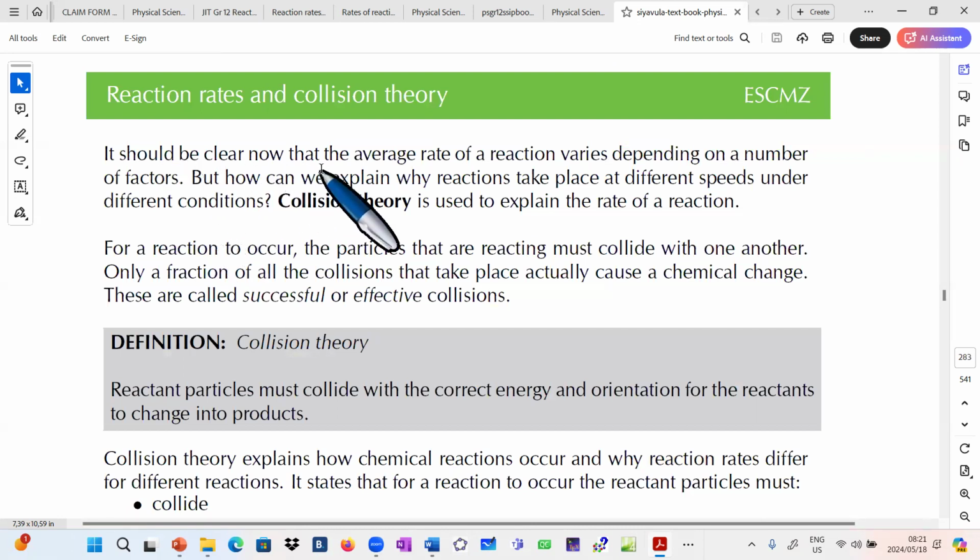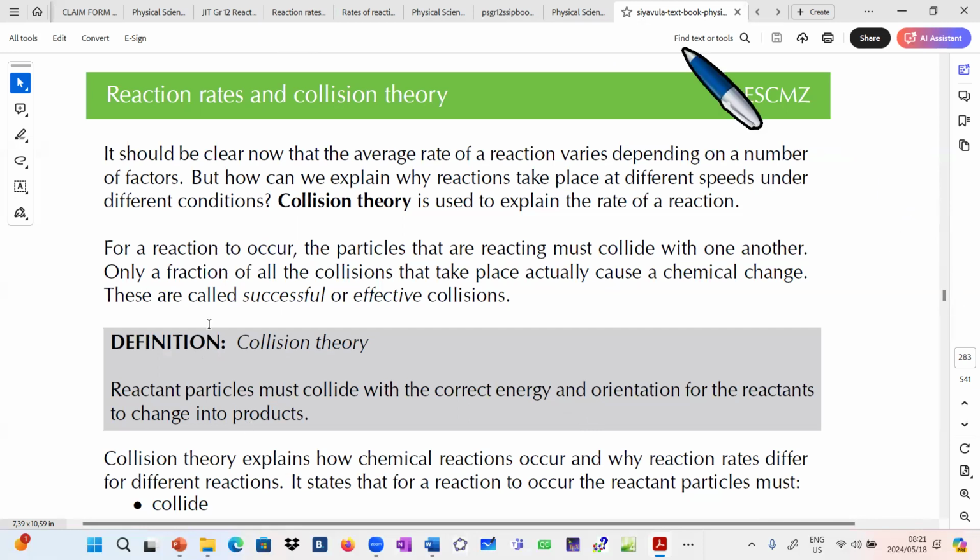It should be clear now that the average rate of a reaction varies depending on a number of factors. But how can we explain why reactions take place at different speeds under different conditions? These reactions occur at different speeds under different conditions, but why are the speeds different? And we examine this very cautiously.